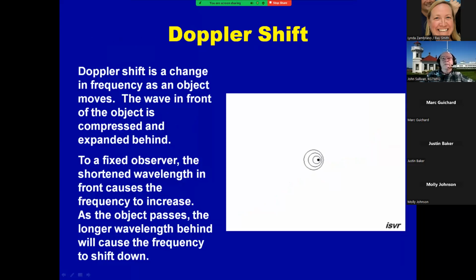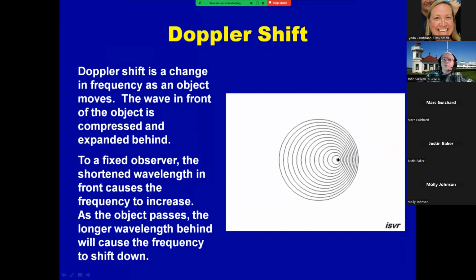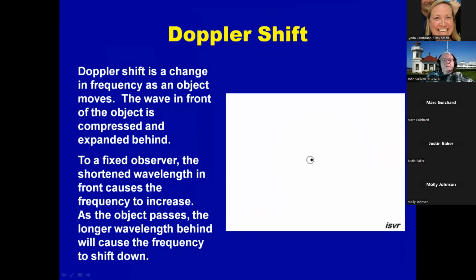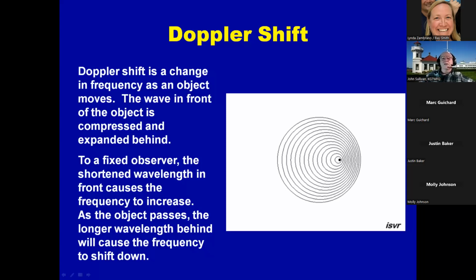Doppler shift. I think we're all familiar with Doppler shift in sound. You know, when you hear the train coming towards you and the train whistle, and the pitch seems to be going up as it's coming towards you and down as it's going away from you. That's a Doppler shift. Same thing happens with RF waves, as shown in this illustration.